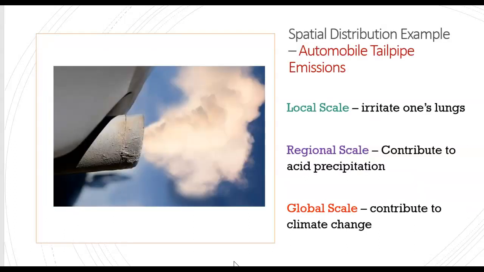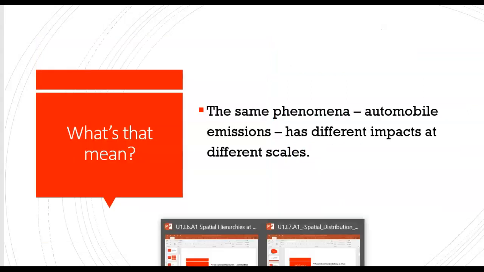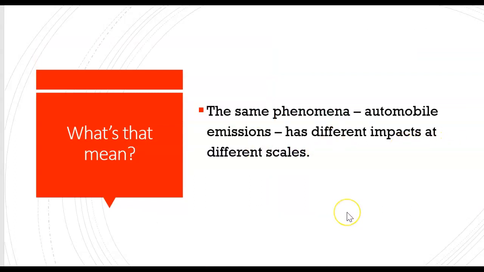Let's look at automobile tailpipe emissions. Here's the car and what comes out of the tailpipe. They're called emissions. So at a local scale, that irritates one's lungs. At a regional scale, that contributes to acid precipitation, so the acid in the rain. And at a global or world scale, that contributes to climate change. So what's that mean? The same phenomenon, automobile emissions, has different impacts at different scales. And this is a look at spatial hierarchies.